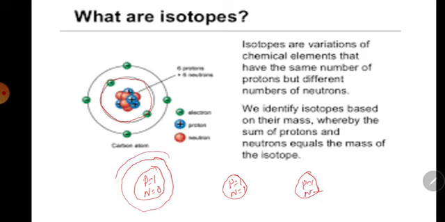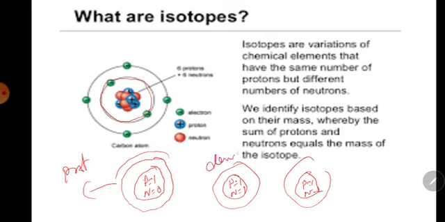These are the isotopes of the hydrogen atom. This is called protium. This is called deuterium. And this is called tritium. All these elements have the same number of protons but a different number of neutrons: 0 neutrons, 1 neutron, 2 neutrons.